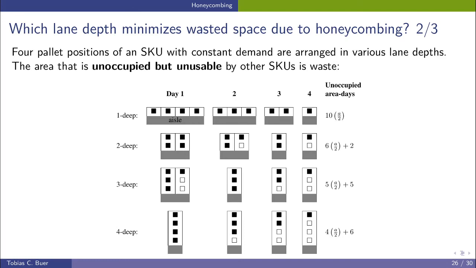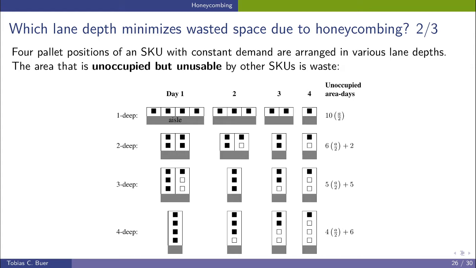So what space is not used? Let's consider the one deep lane first. In the one deep lane, all the lanes are used, but the aisle space is of course wasted space. It is not used for storing products. So we said the aisle width is measured in pallet positions, and the number of pallets that is equal to the aisle width is A.